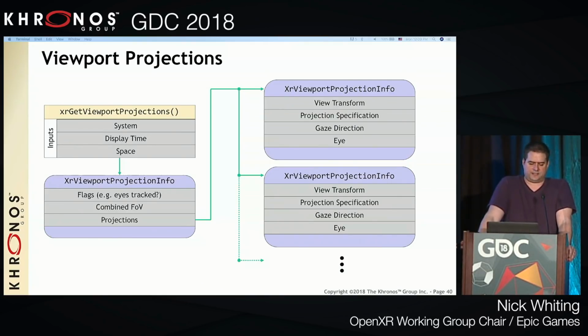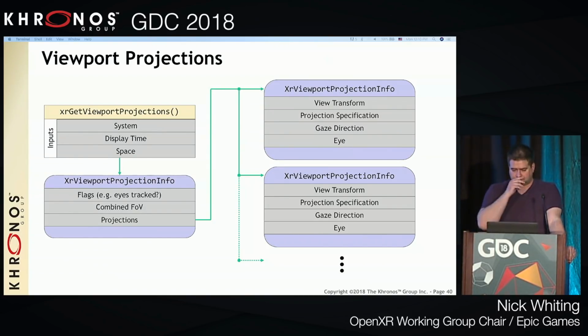What that returns is an XR viewport projection info, which has flags attached to it, such as whether the eyes are tracked in this for the gaze direction, and that's the only one we have right now. The combined FOV of all viewports, so if you need to do culling and occlusion, you can have that. And then an array of these XR viewport projection infos, which contain a view transform, a projection specification, which is just a matrix and a shear, a gaze direction, if that's not necessarily the same direction that the eye is pointing, and then whether it's associated with the left eye or the right eye.